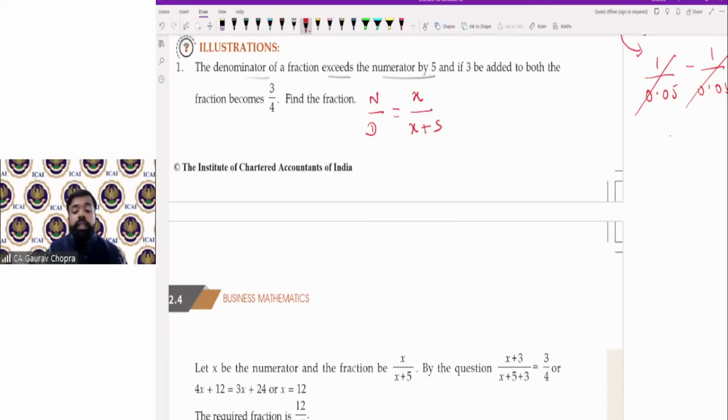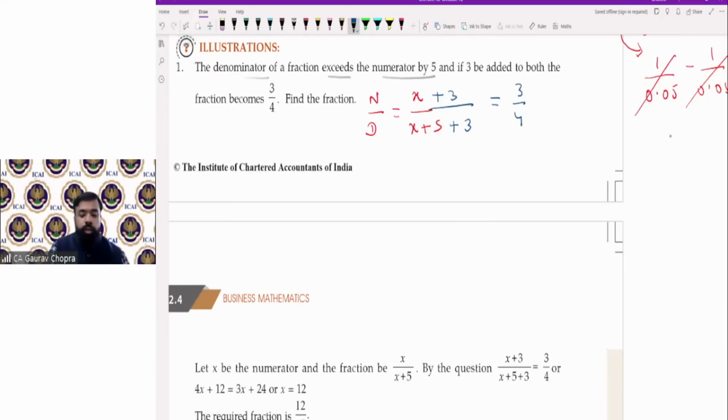And if 3 is added to both, अगर हम दोनों places पे 3 को add कर दें, let us add 3 in both of them. If we add 3, the fraction becomes 3 upon 4. So it is equal to 3 upon 4. So in this way, you can form the equation.